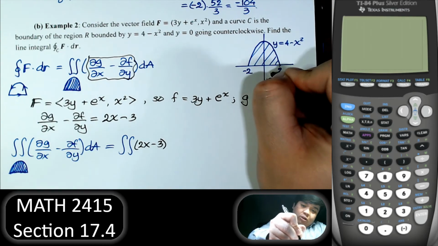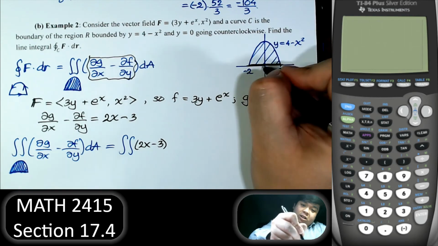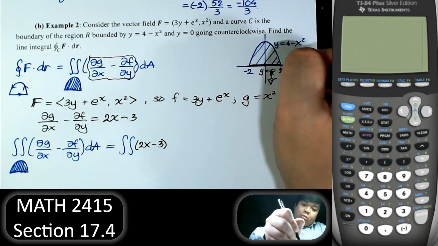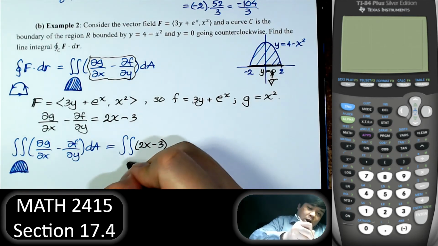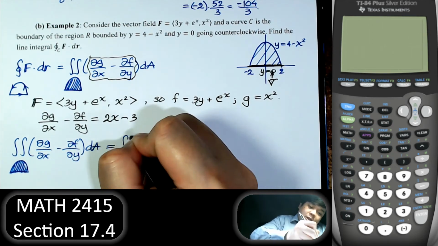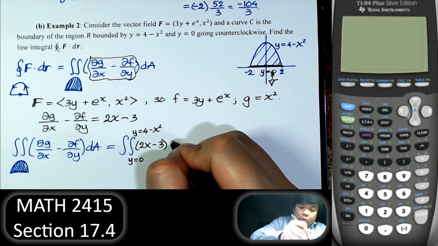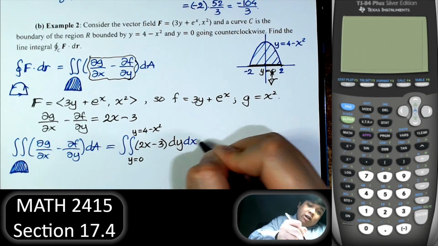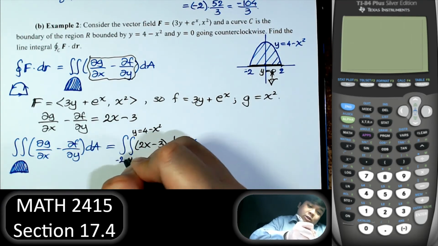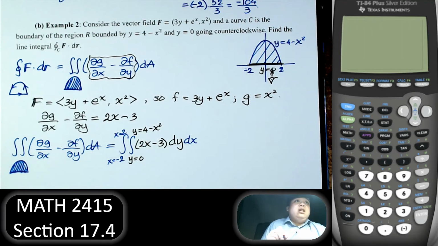if I look in the y direction, we see y equal to 0 first, and then the parabola y equal to 4 minus x squared. So if we go along the y-axis, y goes from 0 to 4 minus x squared. If we put the y first, and then the x on the outside, x just goes from -2 to 2. So that is the double integral.